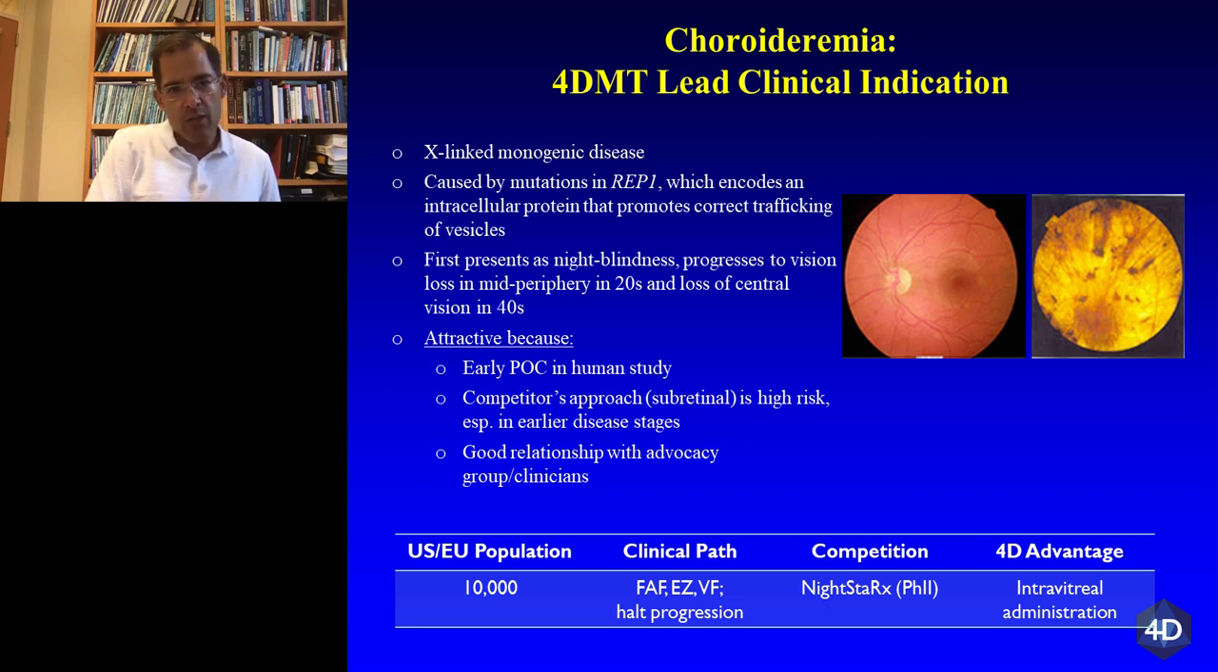And this is due to mutations within the REP1 gene, which encodes a protein that's important for vesicular trafficking, and for reasons that are not fully understood, compromises the retinal pigment epithelium within the eye, which in turn leads to death of photoreceptors and progressive blindness within these patients. So we'll be initiating a human clinical trial to treat choroideremia very early in Q1 next year.